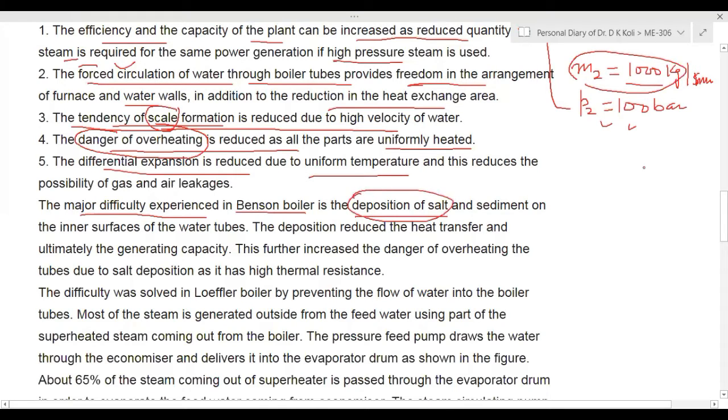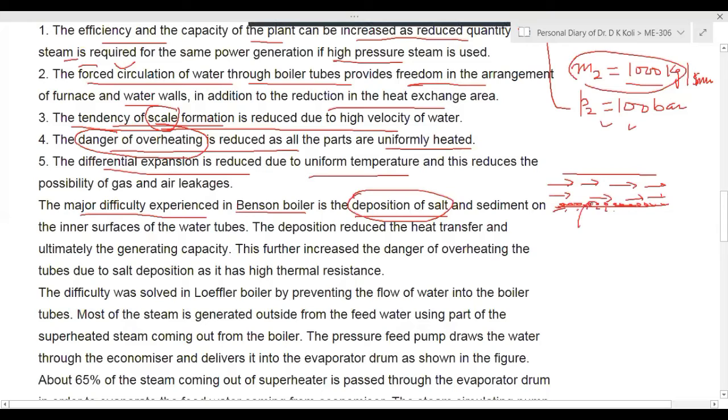As we know, suppose this is some pipe, and through this pipe some fluid is flowing, or here the water is flowing through this pipe. When some fluid is flowing through the pipe, definitely this fluid has some sediments in it, and these sediments as well as some sticky material will deposit over the inside surface of the pipe. There will be some deposition.